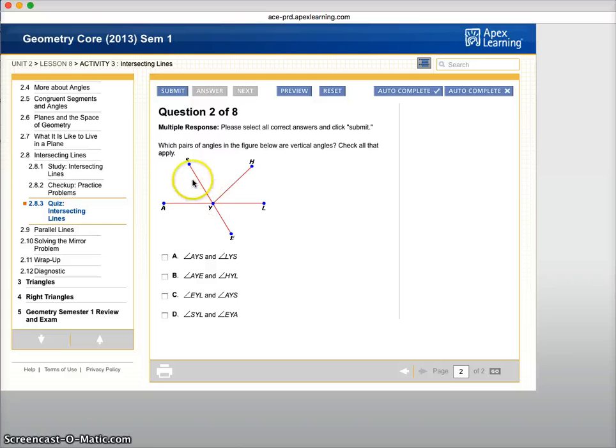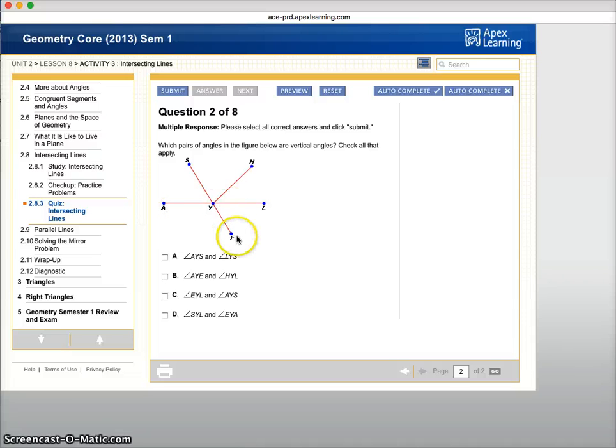So I've got AYS and LYS. Well, no, I've got this angle and then this big angle here. They do form a straight line, so I know that they're supplementary because together they're going to equal 180 degrees, but that's not what I'm looking for. They're not mirror images of each other, and they're not congruent. So that's not going to work for a vertical angle.